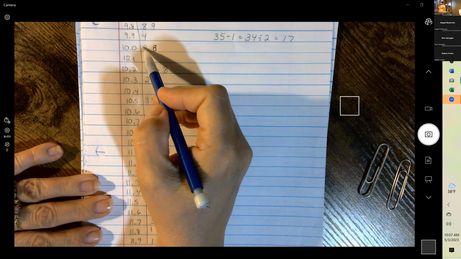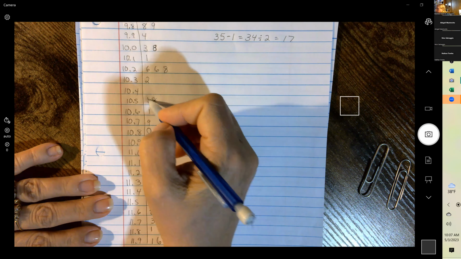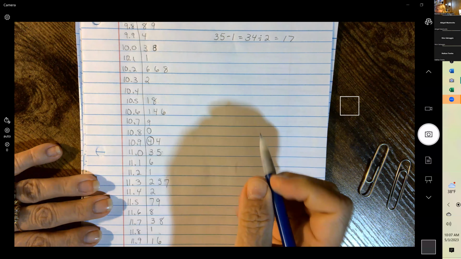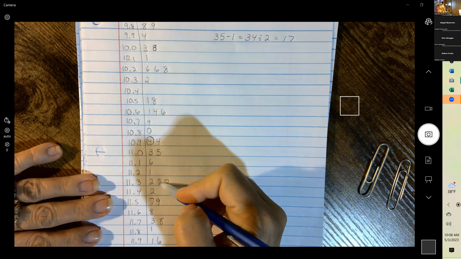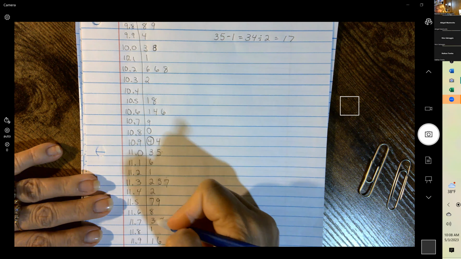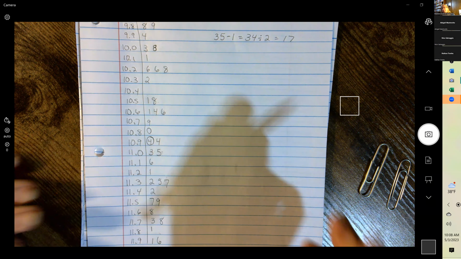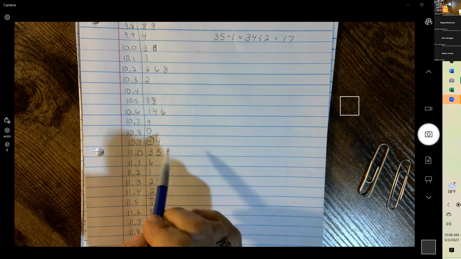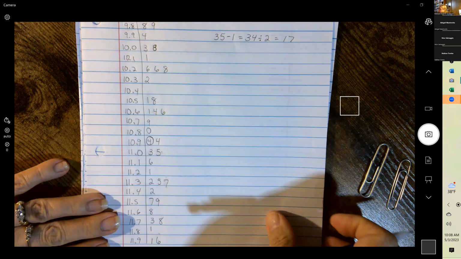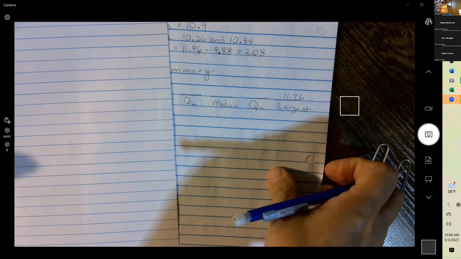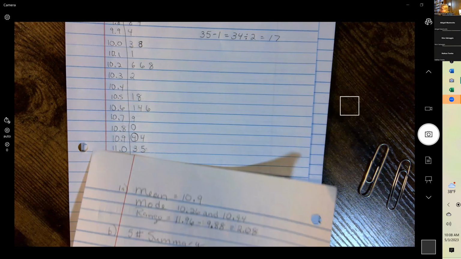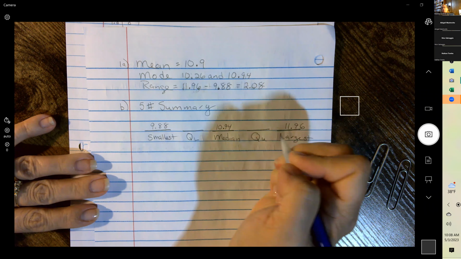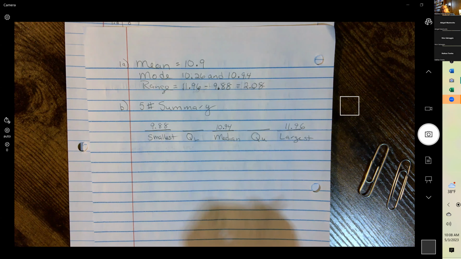1, 2, 3, 4, 5, 6, 7, 8, 9, 10, 11, 12, 13, 14, 15, 16, 17. So this should be the middle one. So there's 17 on each side of this one. That means our median is 10.94. Any questions?